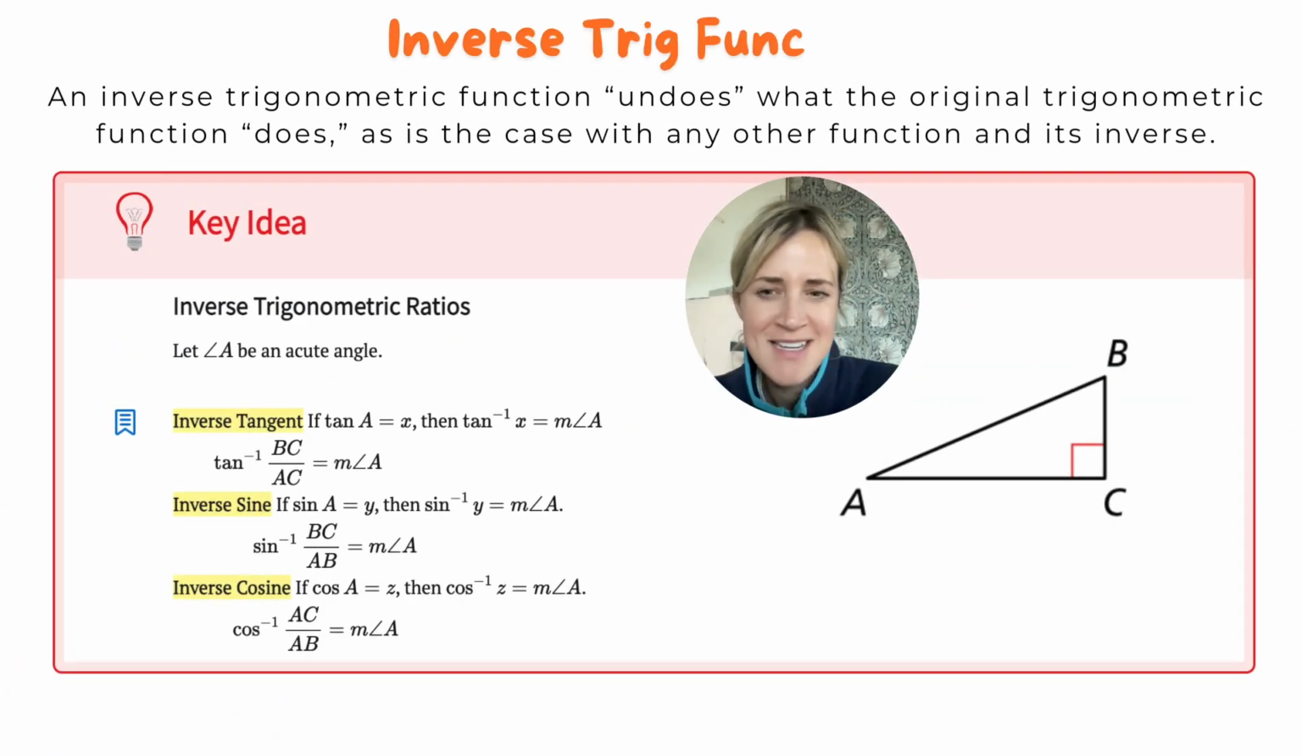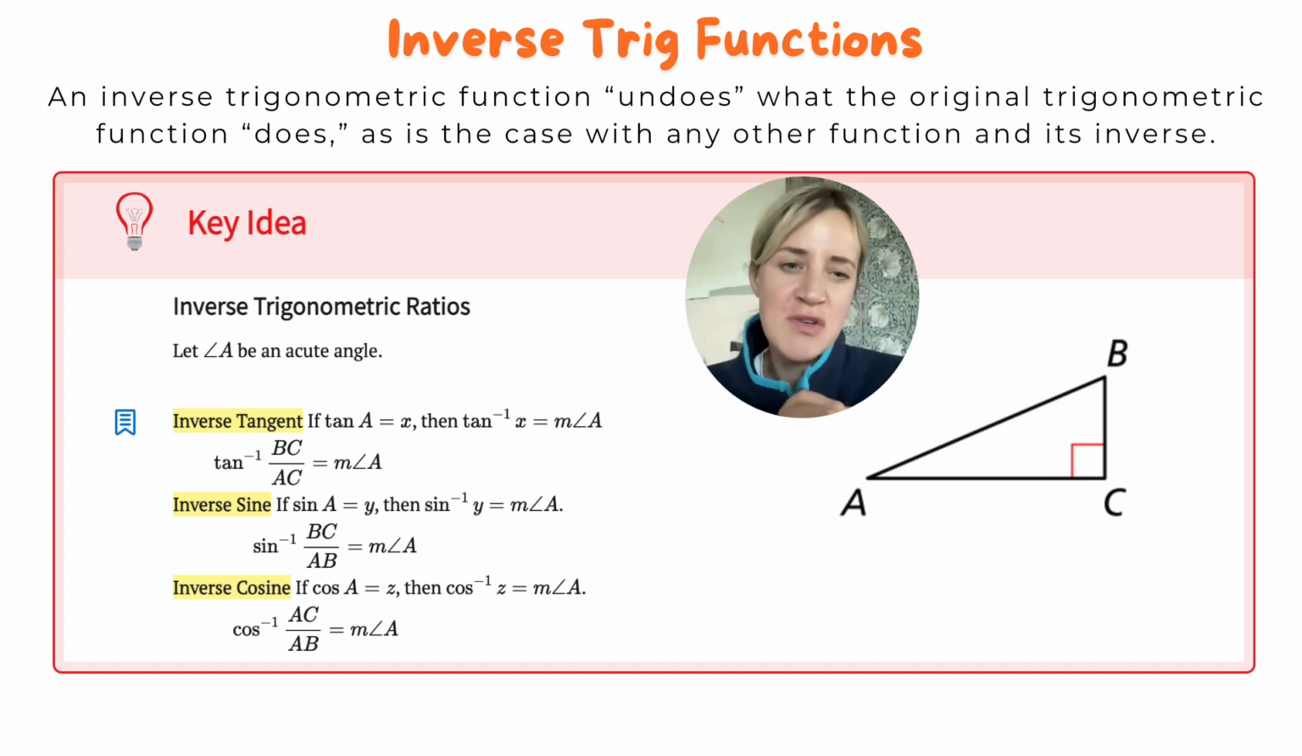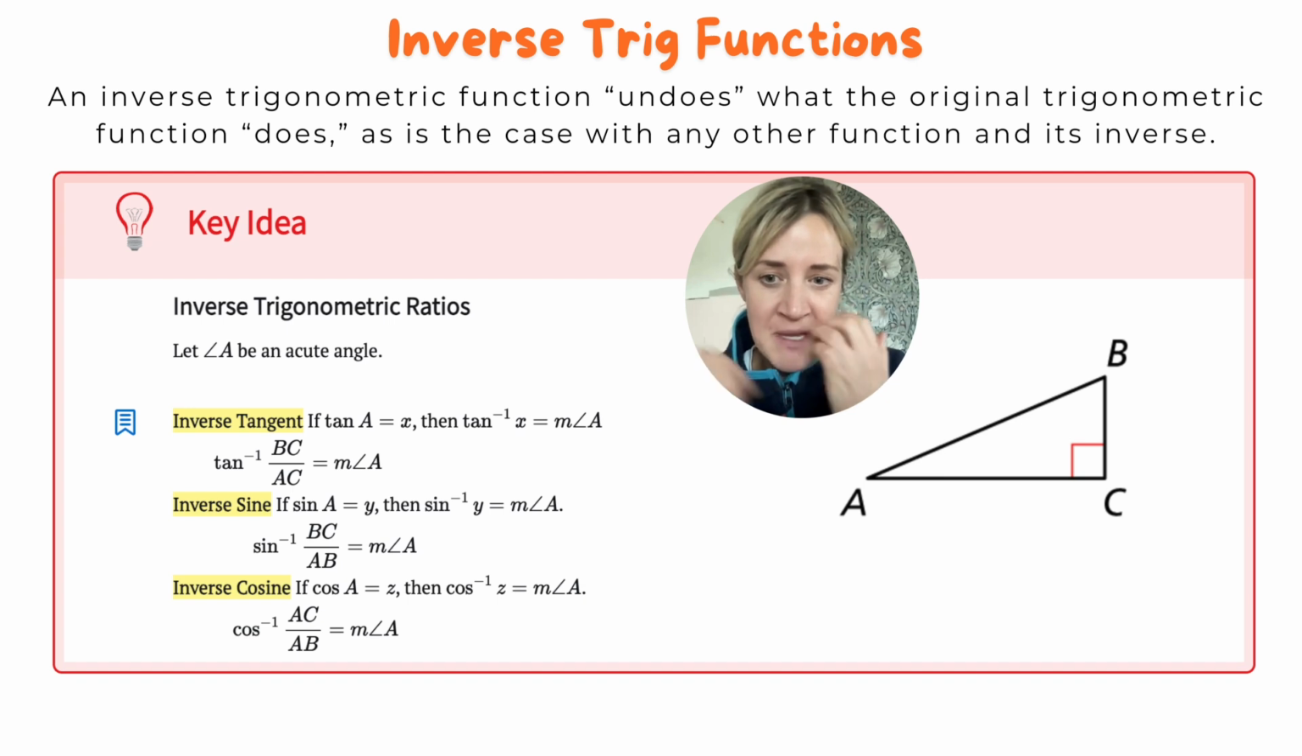And straight from your Big Ideas textbook, an inverse trigonometric function undoes what the original trigonometric function does, as is the case with any other function and its inverse. So inverse tangent undoes tangent, inverse sine undoes sine, and inverse cosine undoes cosine. The key thing to note here is it's just a button in your calculator, okay? So we are going to use Desmos, so make sure you have it out and follow along, so you make sure you're clicking the right buttons on your calculator when we do some problems.